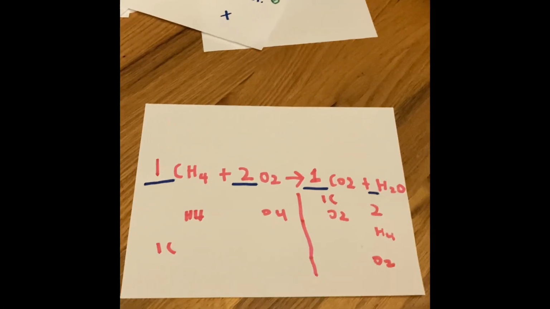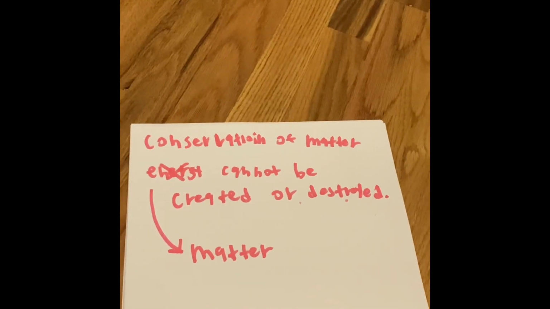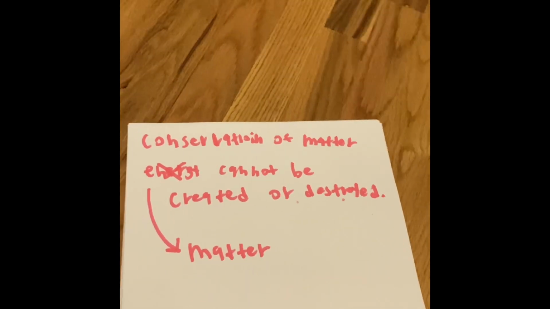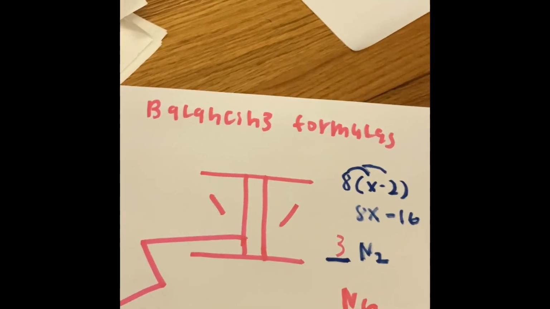And the reason why we do so is because of this. Matter cannot be created or destroyed. And that concludes the video. I hope this video has helped you with balancing formulas for chemistry.